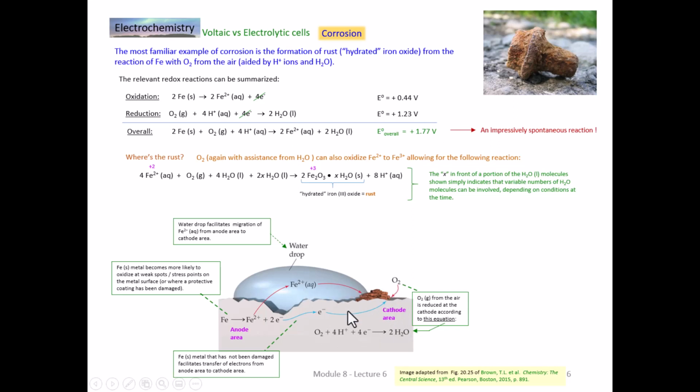oxidize the iron 2+. Basically what we have here is we've set up initially our redox reaction up here that we said was very spontaneous. Iron being oxidized to iron 2+, the electrons going to the surface where oxygen can combine with the electrons and form water. And in the meantime, the iron 2+ can migrate over to this area and be further oxidized by oxygen to hydrated iron 3 oxides. And of course, the part of the metal that's not been damaged can facilitate the transfer of electrons because metals conduct electrons. So we've basically set up a voltaic cell on a random area of the metal surface, which sets this process in motion that results in rust.